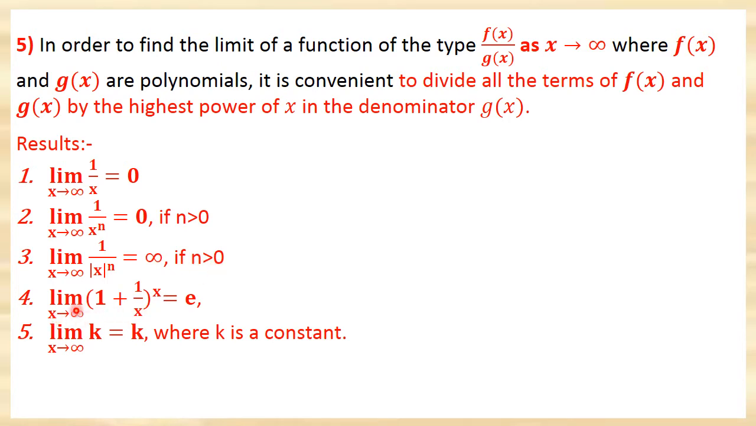Now lim x→∞ (1 + 1/x)^x is equal to e. You have to learn this without any proof. We learn this result. Now lim x→∞ k is equal to k only, because there is no x in this term, where k is a constant. So we have to learn these results for calculating the limits at infinity.